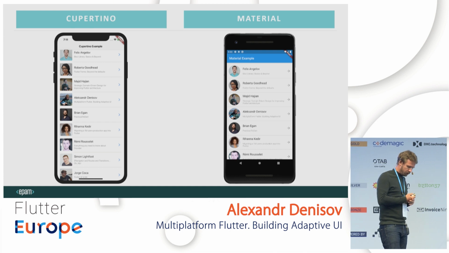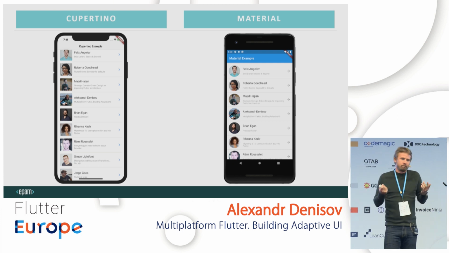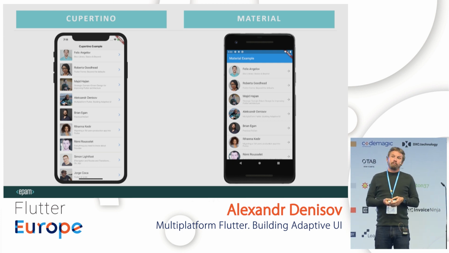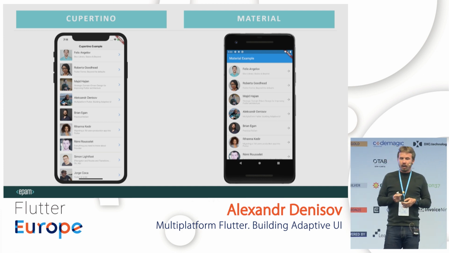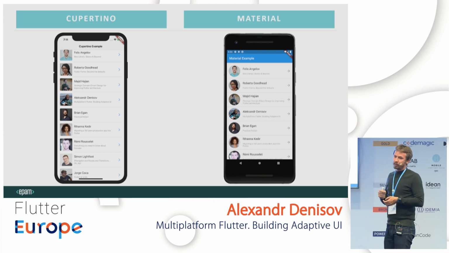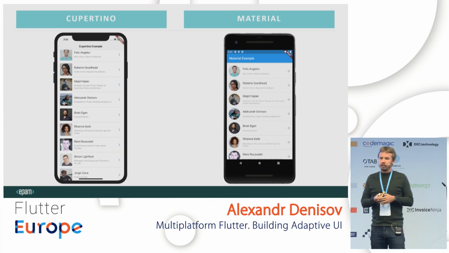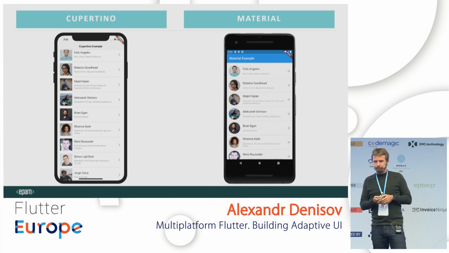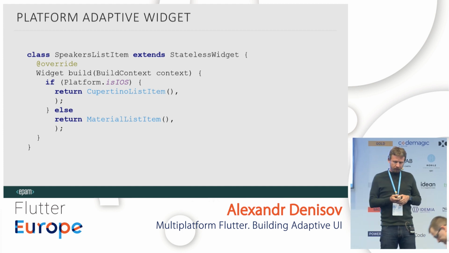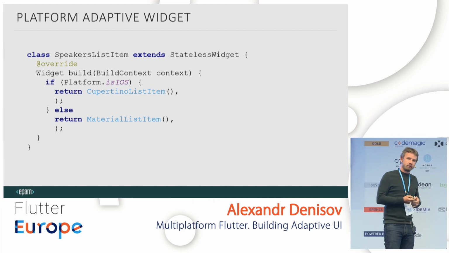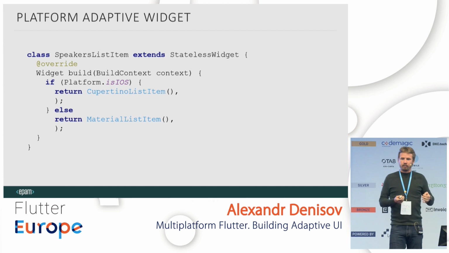And special for this talk, I prepared a small application with speakers again. It's quite easy. There is just list of speakers and information about their talk. But I've made widgets platform adaptive. And as you can see, application looks different on iOS and on Android. Take a look at this piece of code. This is code of platform adaptive widget speakers list item that I use inside my list view.